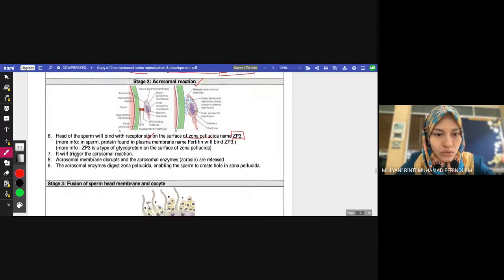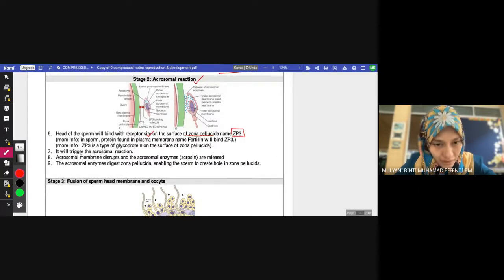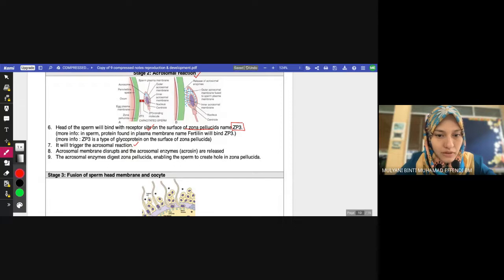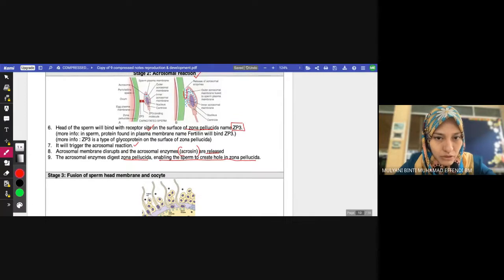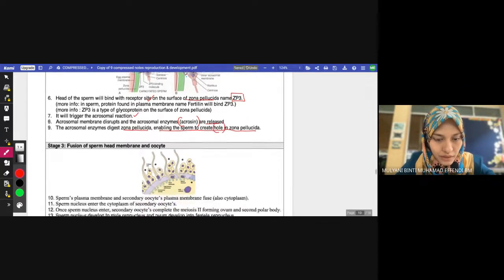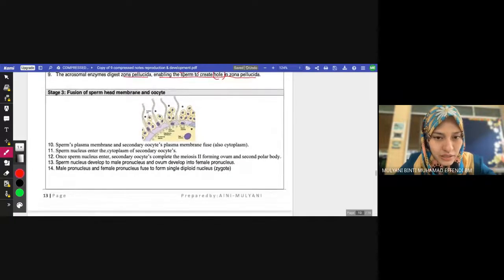When the sperm comes, it binds to this receptor and it will trigger the acrosomal reaction. So the acrosomal membrane disrupts and the acrosome enzymes called acrosin are released. The acrosomal enzyme digests the zona pellucida, enabling the sperm to create a hole in the zona pellucida. In the picture, imagine the blue color is the enzyme, and it digests the zona pellucida, the green color, and makes a hole, because the zona pellucida is a jelly-like membrane.